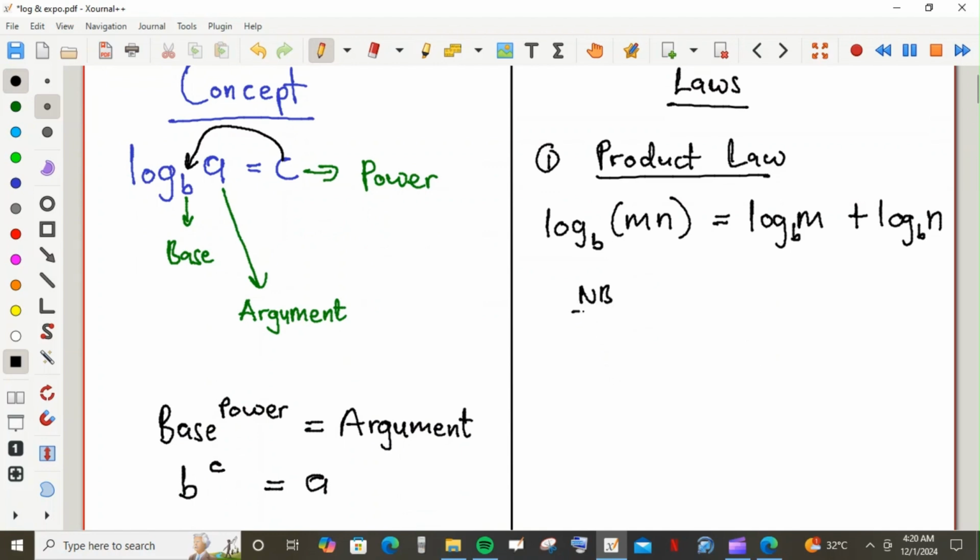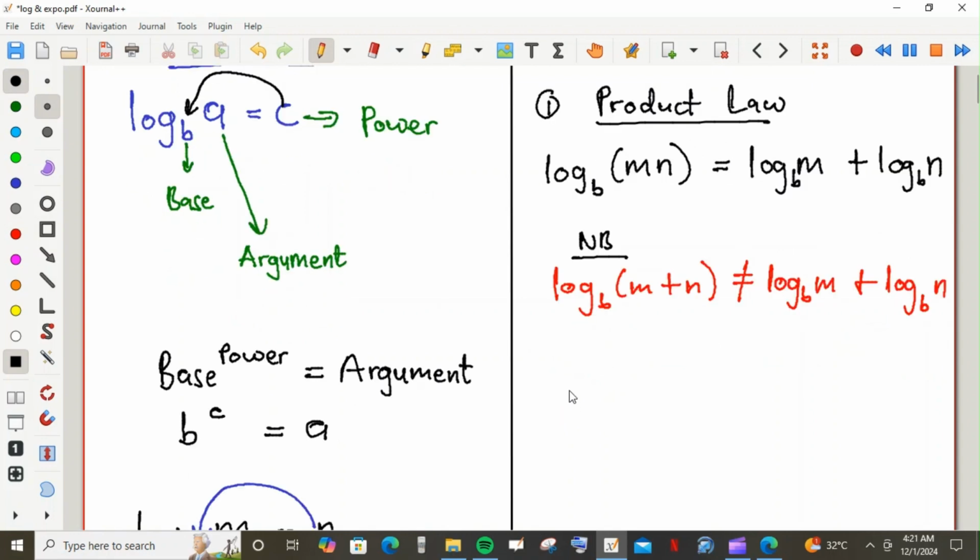Please take note that this is not the same as, let me use a red ink so that you remember it forever, this is not the same as this. It's not equal to, please, so don't make this mistake. What's the difference here? You can see here your arguments are multiplying, but here your argument expressions are adding. Please, it's not the same. Many students make errors with this one, so please don't make this mistake.